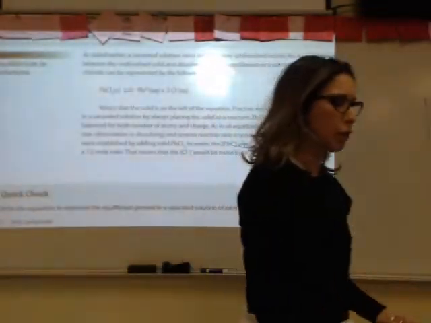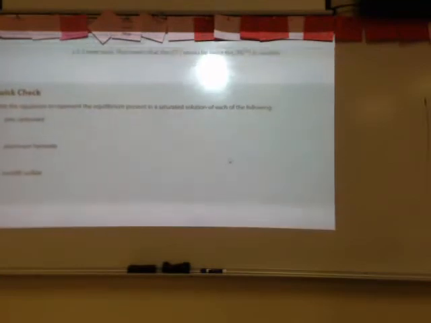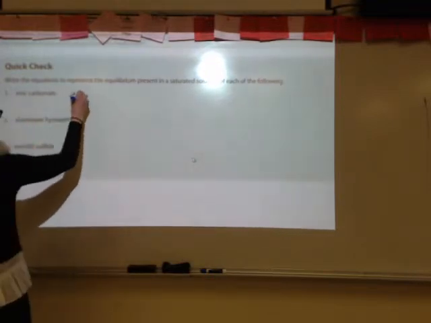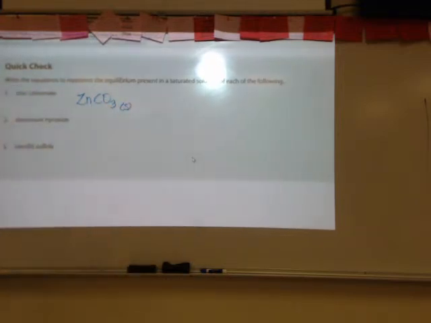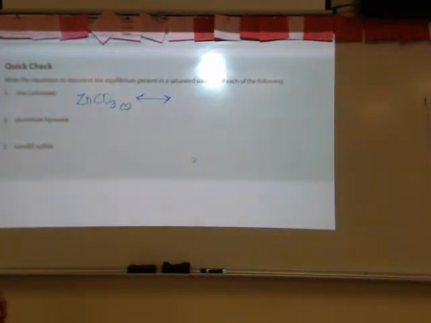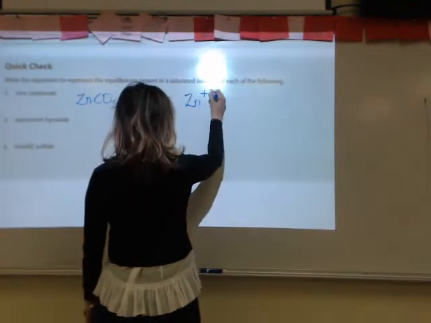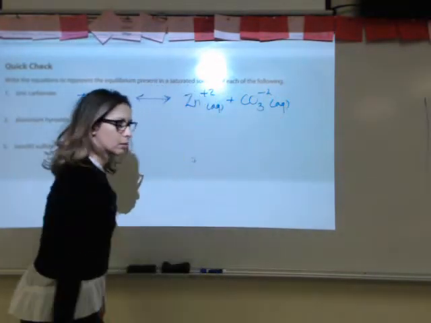So this is essentially the same thing as what we were doing with dissociation equations. The only difference is you're going to have a solid on the reactant side, and you'll have a double arrow, okay? So in the quick check, if I ask you to represent the equilibrium present in a saturated solution of zinc carbonate, you would write the chemical formula for zinc carbonate, and you would have to write solid after it. And then you would have a double arrow, because we're at equilibrium. And then you will have your ions. I have a zinc ion in solution, and I have a carbonate ion in solution. Easy enough?